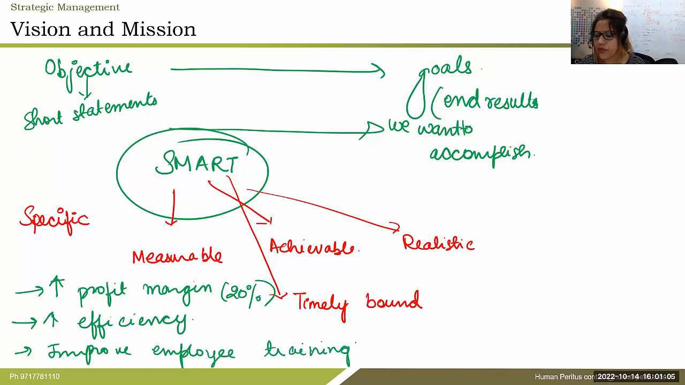So these are some kinds of objectives. When you have to differentiate between objectives and goals, there is no such difference. Yes, at times you will see that they are used interchangeably, but objectives are shorter statements that lead towards the goals, right? So this was all about strategic intent.